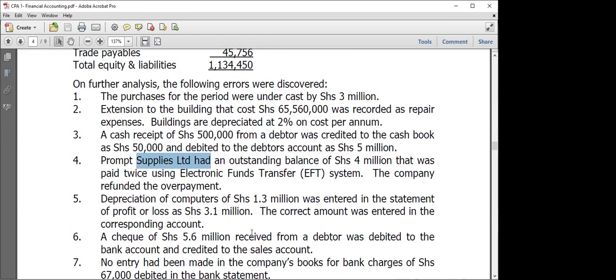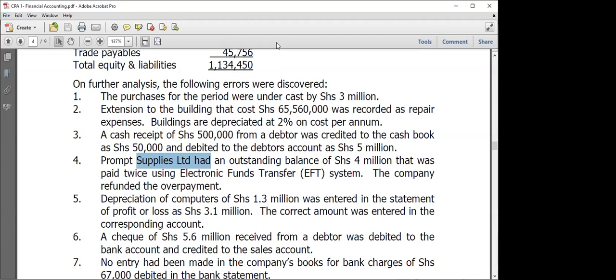Now, they're not telling us whether the overpayment was recorded or not recorded. The question is a bit silent on that. So ideally, since the company refunded the overpayment, and they have not told us whether this was recorded or not, we may consider this as a no error. We may consider this as no error because the company that was overpaid actually did refund the payment. So there is no error in this case.